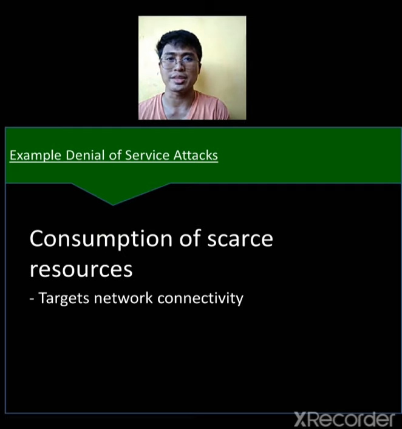Targets network connectivity. The goal is to prevent hosts or network servers from communicating on the network. In this type of attack, the attacker begins the process of establishing a connection to the victim machine, but does it in such a way as to prevent the ultimate completion of the connection.